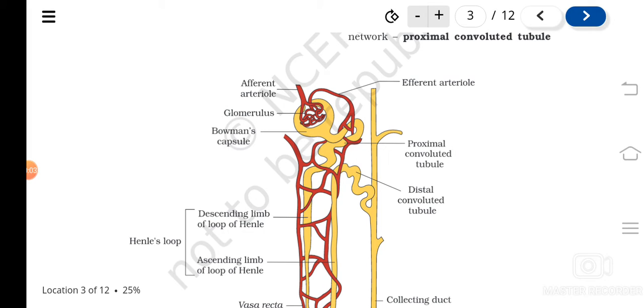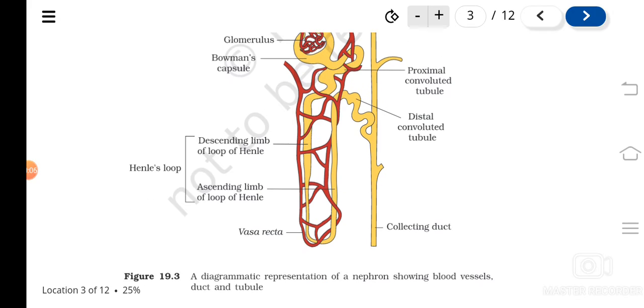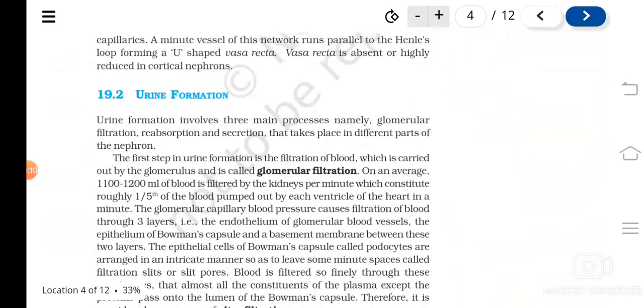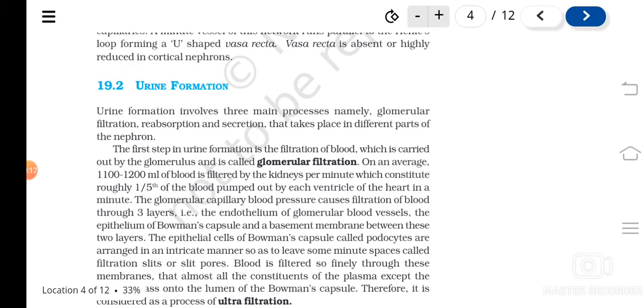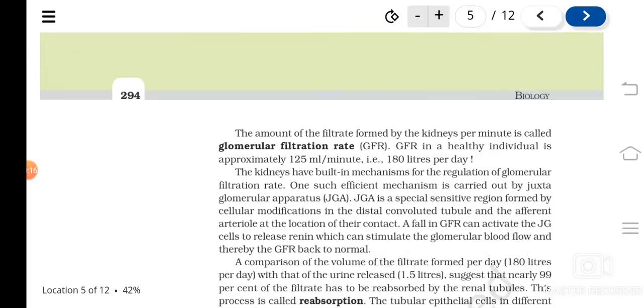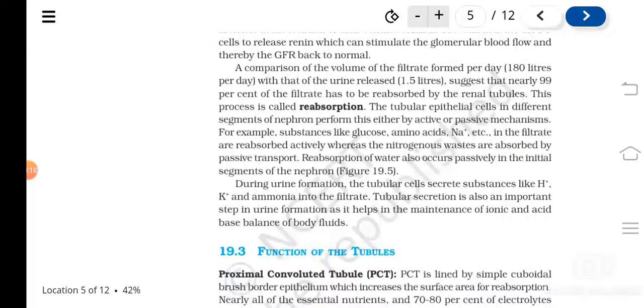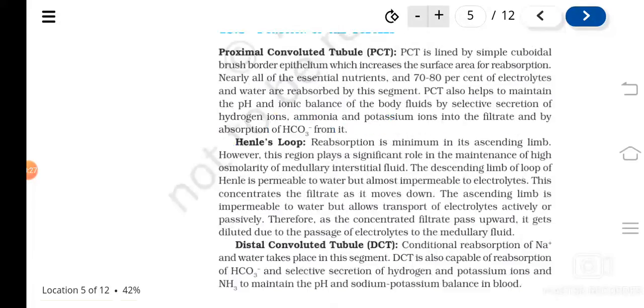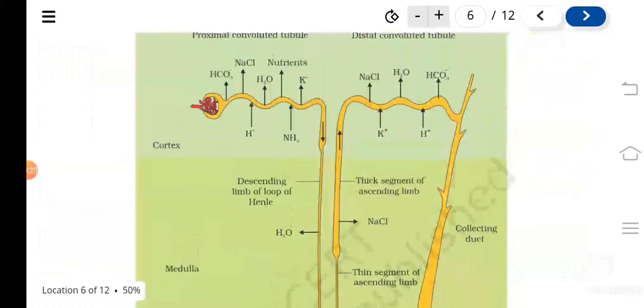So in the previous live class we have learned about the formation of urine, isn't it? Through different steps like glomerular filtration, then tubular reabsorption and tubular secretion. And also we have seen the functions of the different parts of the tubules, like the proximal convoluted tubule, isn't it? This is the proximal convoluted tubule.